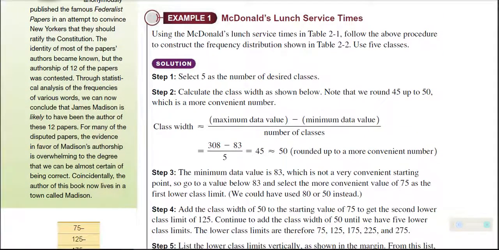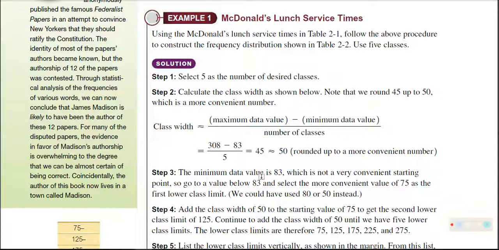Okay, class width, that is the maximum data value minus the minimum data value. So, 308 minus 83, tapos number of classes natin is 5, we have 45. And then, we are going to round it up kasi mas appealing ang 50 kesa kay 45.